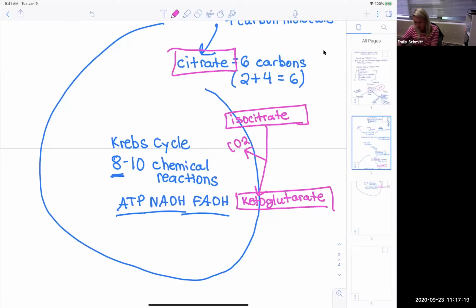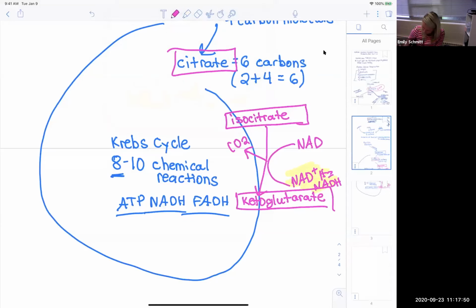But as we go from isocitrate down to ketoglutarate, we are also going to have NAD, and this is going to be our NAD plus, adding in our hydrogen, which is going to be NADH. So now we have the formation of our first NADH.